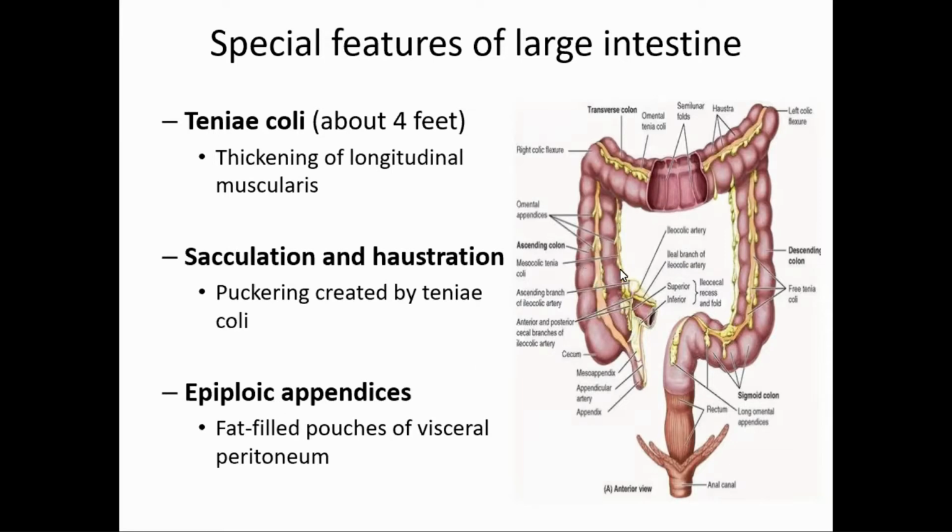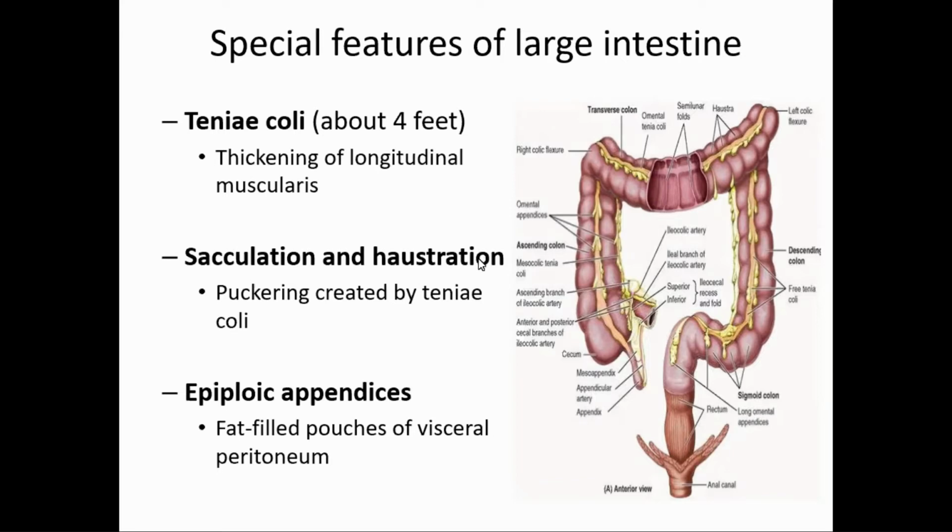Appendices epiploicae, or the epiploic appendices. Taenia coli are the thickening of the longitudinal muscularis muscle. The Taenia coli is formed by the thickening of the longitudinal muscles.